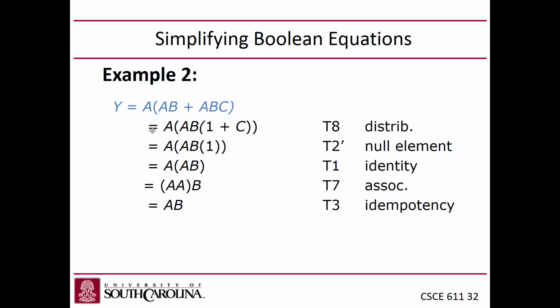And then what's left in here is 1 or C, which is redundant, because if you have 1 or anything, it's just 1, right? You guys with me? So we can take that out. That's just equivalent to 1. That's because of the null element theorem. And then anything anded with 1 is just the original thing, so we could take that 1 out. Then use associativity to move the parentheses. And A and A is also redundant. That can be reduced to A.